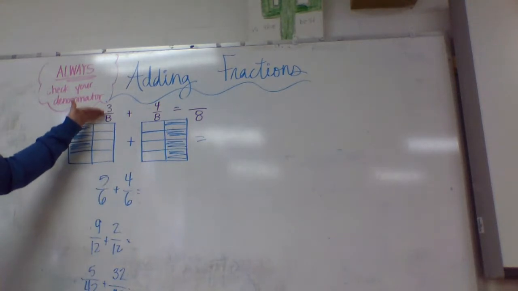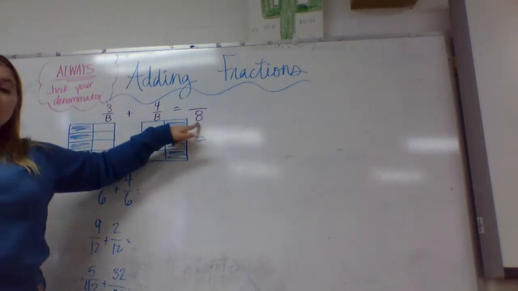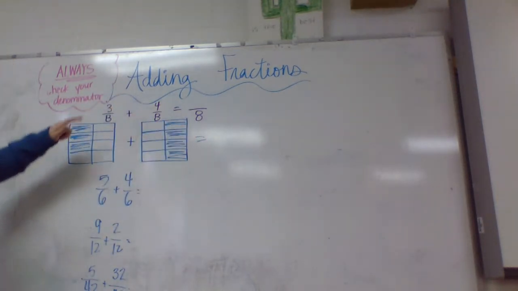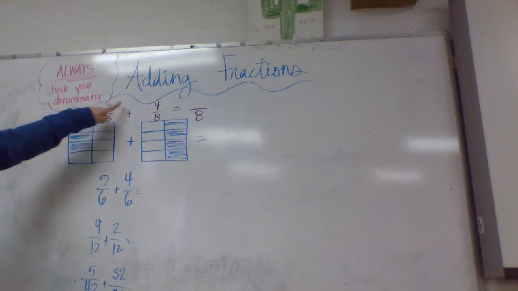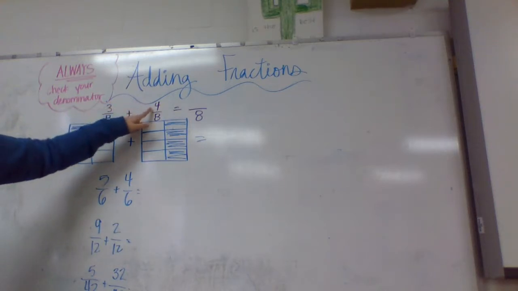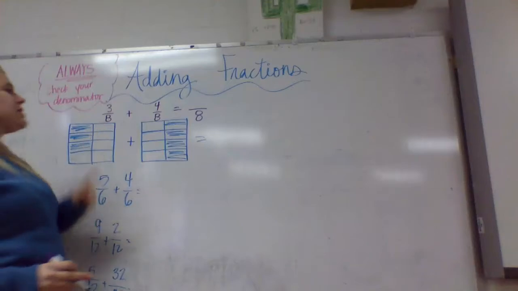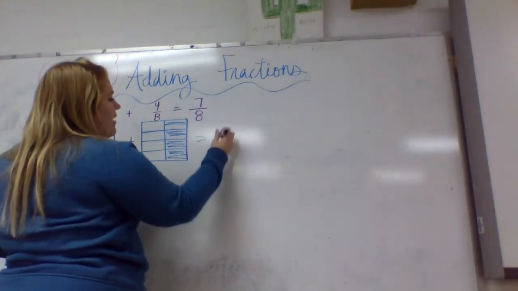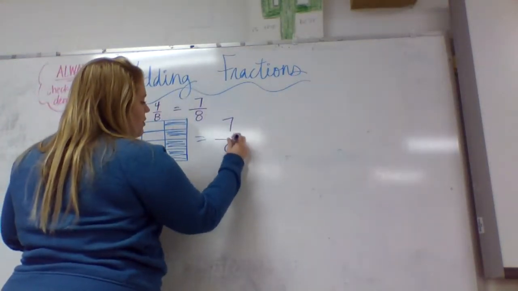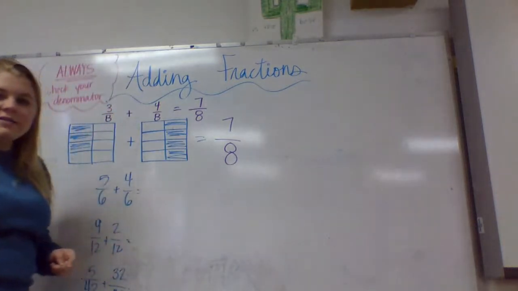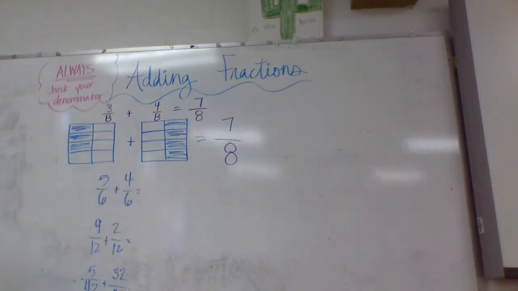So you're doing 3/8 plus 4/8. Your denominator is going to be 8s. The only thing that you add are these numerators. 3 plus 4 is 7. So 3/8 plus 4/8 is 7/8.